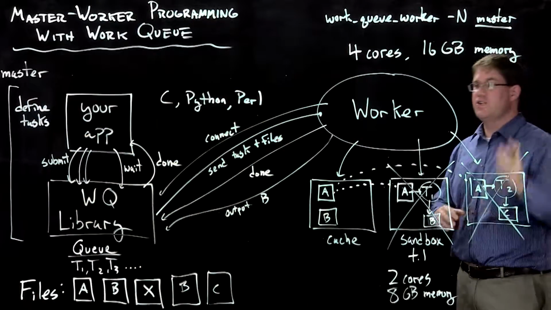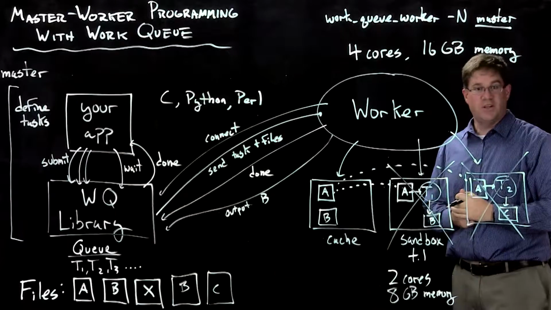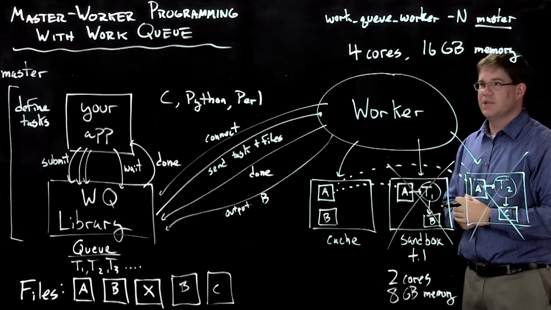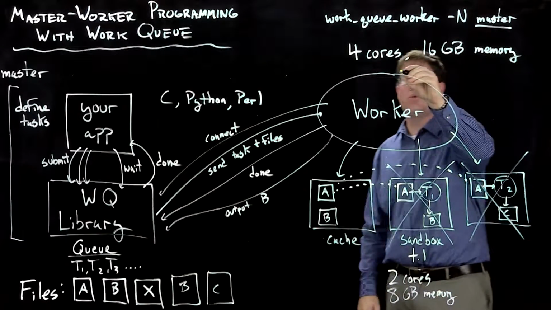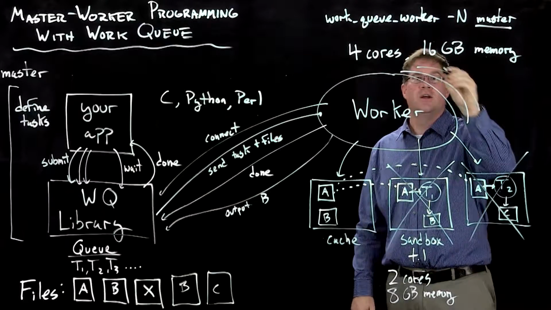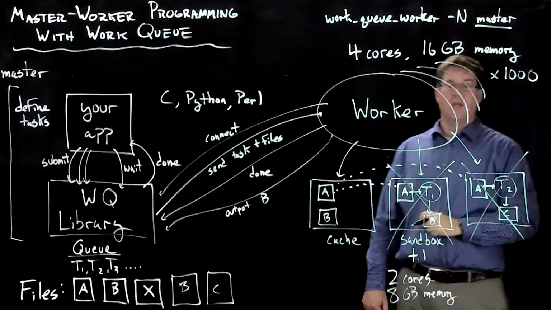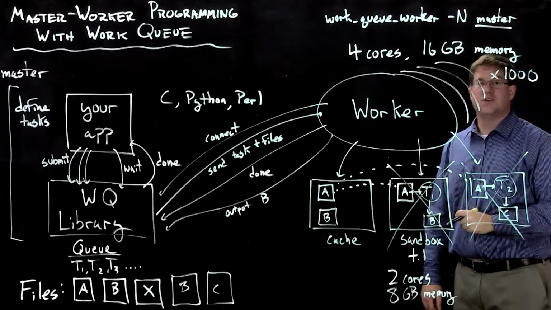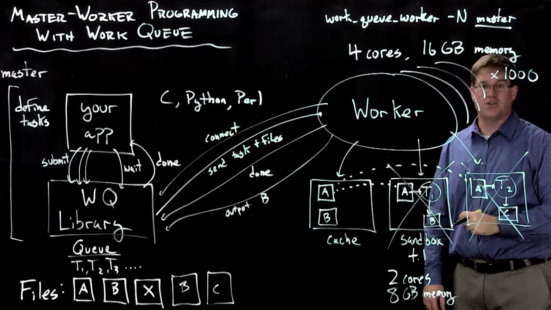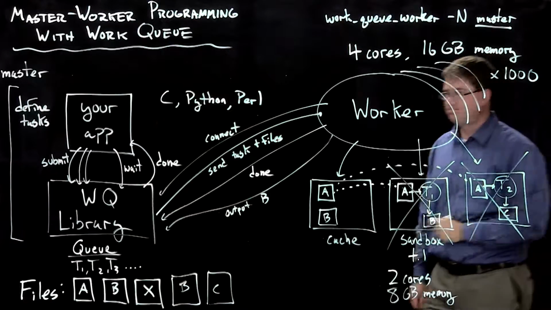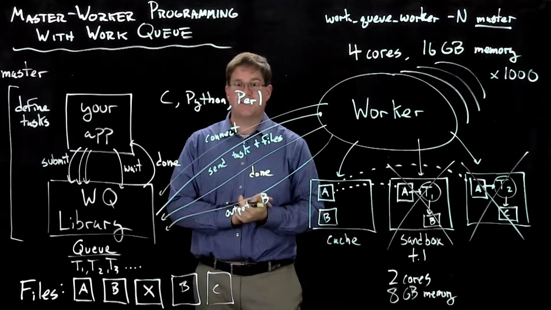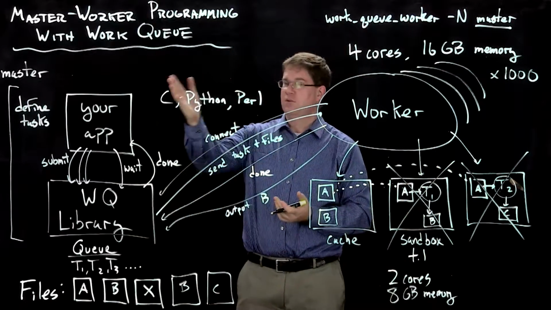Now, I've drawn a picture here that has only 1 worker, but really the point here is to do very high concurrency. So in practice, we really want a large number of workers running. So imagine having 1,000 different workers running. And the way you get those workers is to use the WorkQ factory to submit a large number to a batch system. So that is the master worker programming model using the WorkQ software.